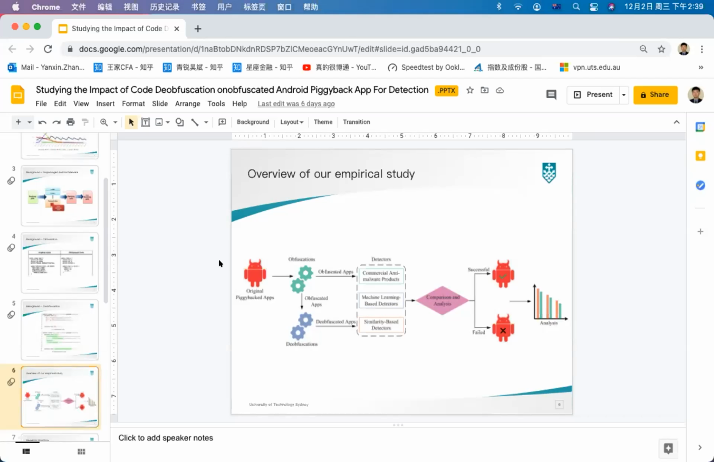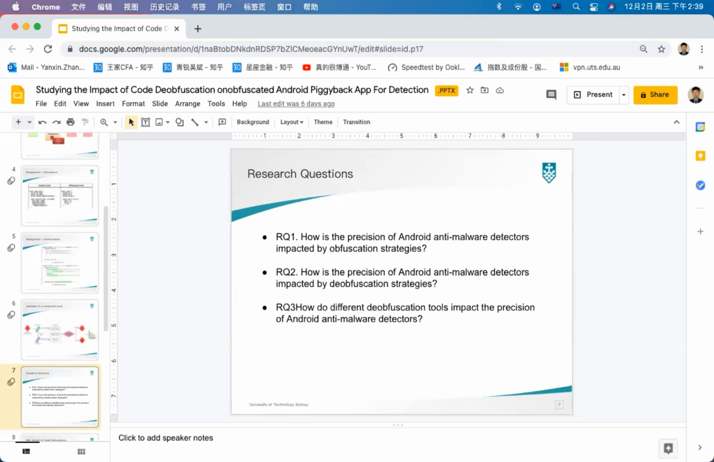experiment. First, we raise three research questions. The first one is how the obfuscation strategy impacts the precision of anti-malware detectors.